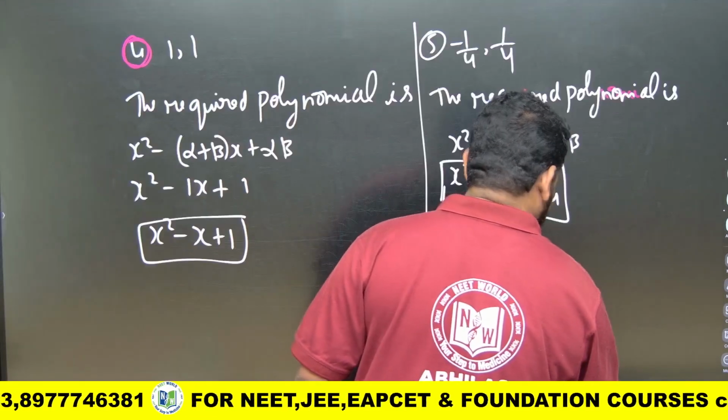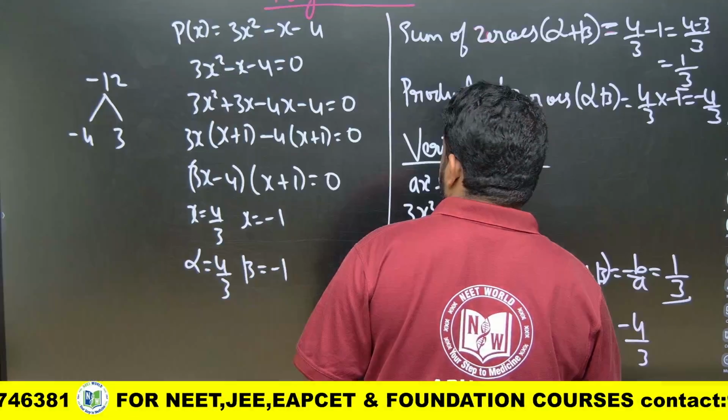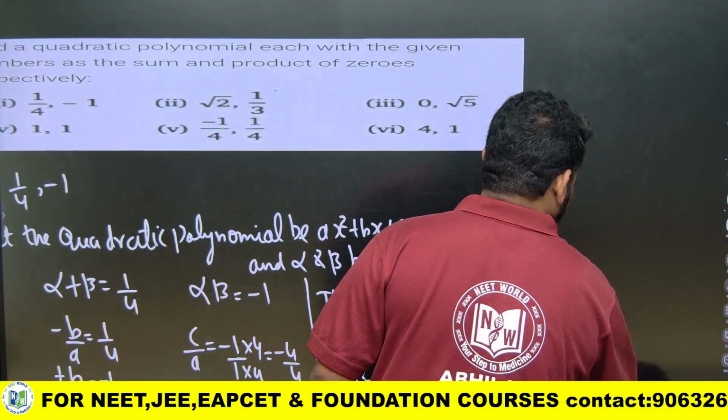What is the question that they have given? I think 4 and 1. So this is 4 comma 1.